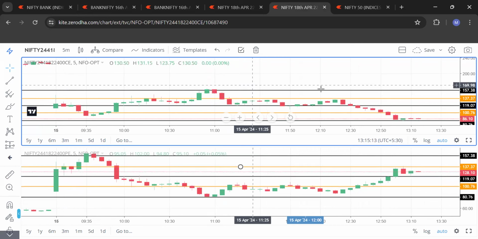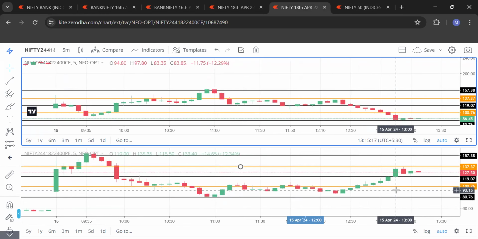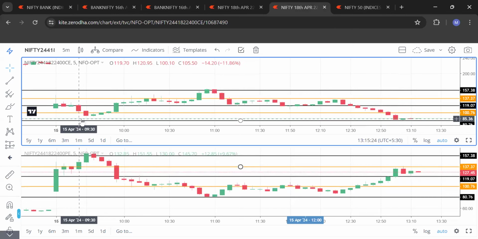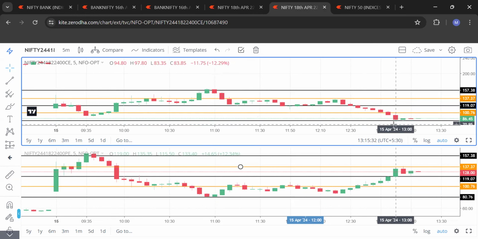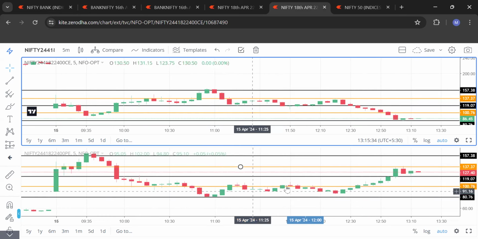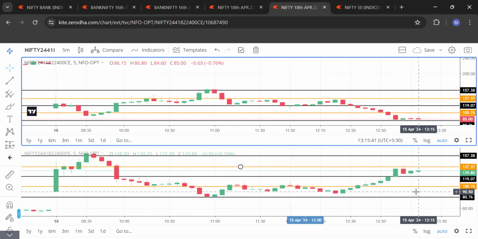See the beauty. Again, it took support. And now this is taking the resistance. See how the premiums decay, right? This touched the high. This touched the low. Later, it touched the high. It went to the maximum 157.38. That time this was at the minimum. Now this is at the minimum. Now this is not again at the maximum. This should have been at the maximum, right? This is not. This is premium decay.